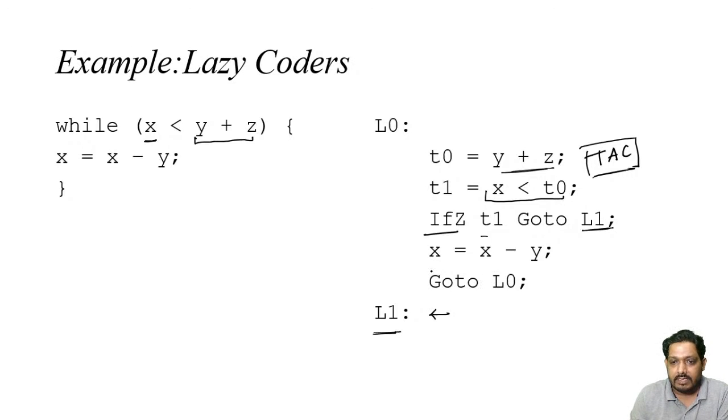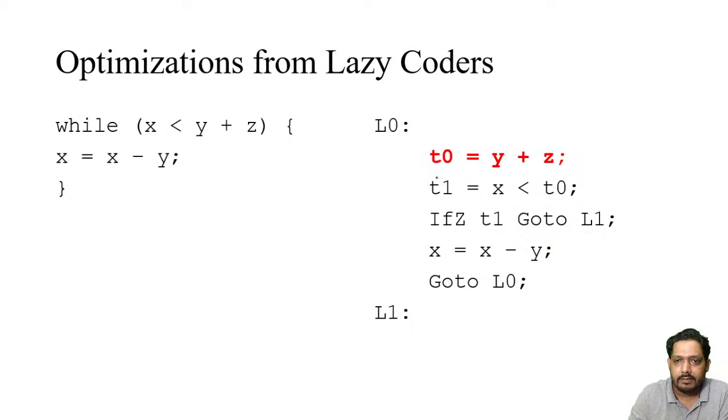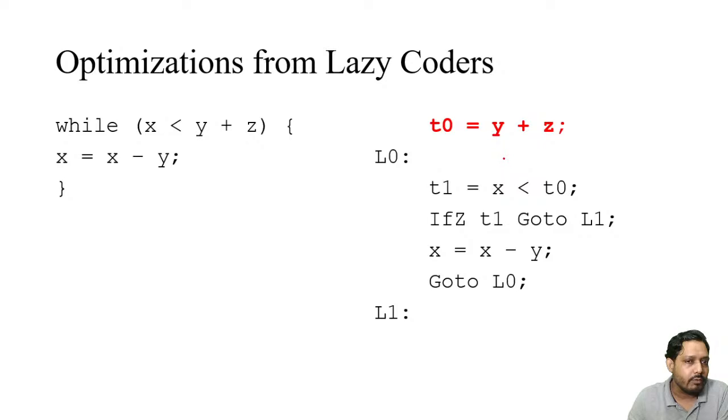Otherwise we do x equal to x minus 1. Now within this you observe that this y plus z will be executing again and again. x is anyway being modified in these cases, but look at y plus z here. This is y plus z, and it will be executed again and again. And here, this particular lazy coder, we can take this outside of the loop, and still it will work.